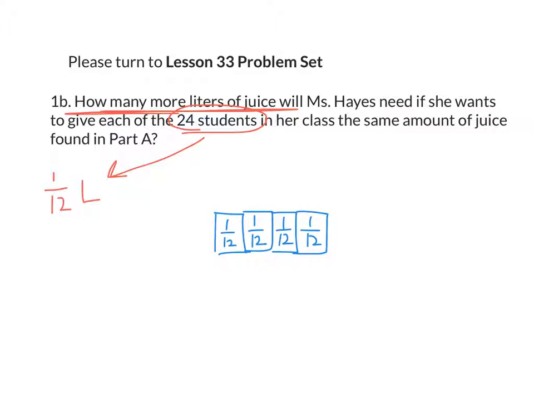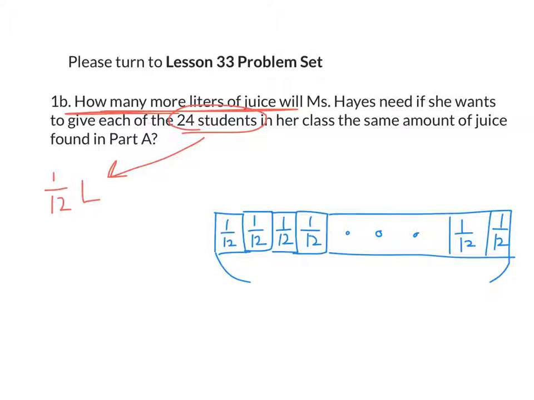How much? 4/12. I want to keep doing this until I have enough juice for how many students? 24. So am I dividing or am I making copies? Copies. How many copies of the 1/12 do I need to make? 24 copies. So what math equation am I doing? Jonathan, try it again.